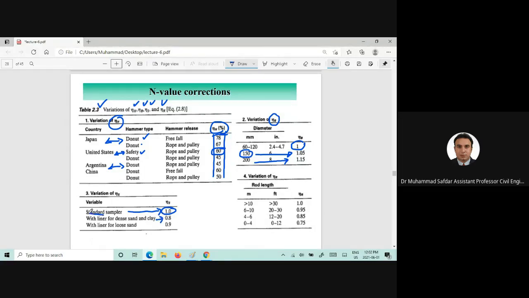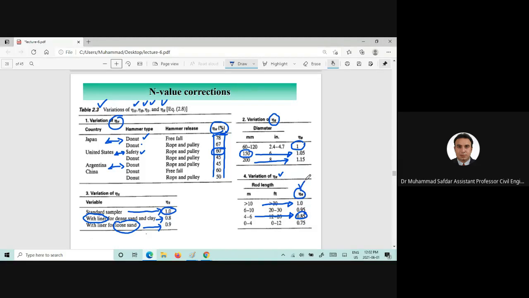Different types of liners are used to collect those samples in sands, because it's difficult to collect sand samples. And in loose sands, if the liners are used, then you will use a 0.9 correction. Okay, a variation of the rod length: if you're using greater than 10 meter, no need to apply any correction. If you are using, for example, 5 meter rod length, you need to multiply that N value with 0.85.